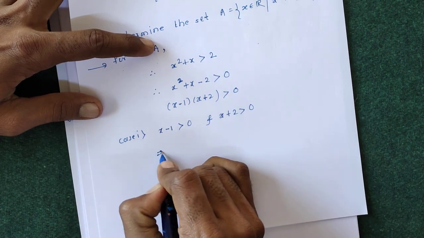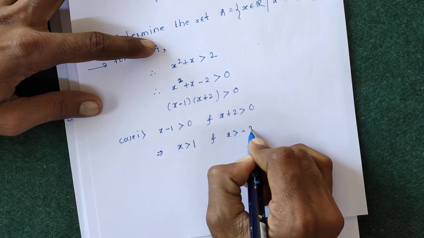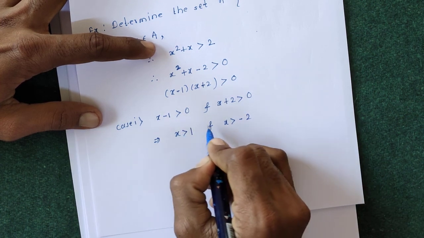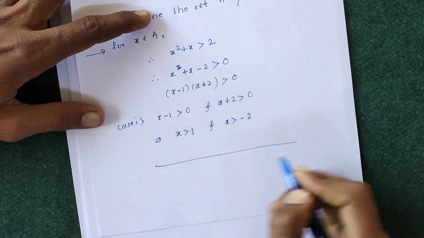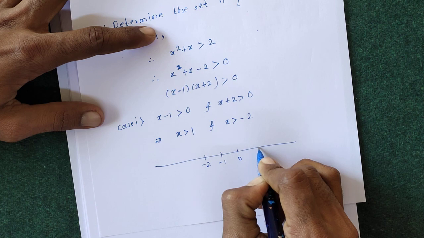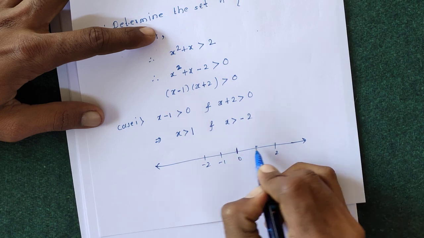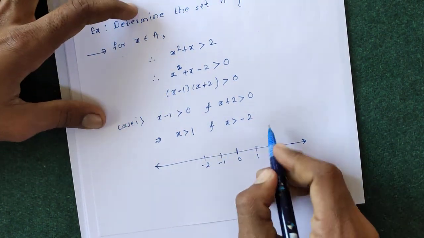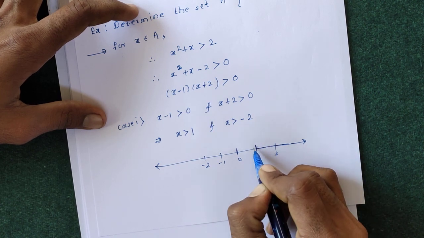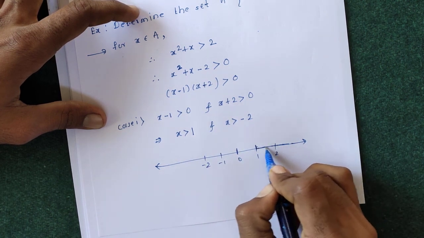So x minus 1 greater than 0 implies x is greater than 1, adding 1 on both sides, and x plus 2 greater than 0 implies x is greater than minus 2. So x greater than 1 and x greater than minus 2. Suppose this is the real line, this is minus 2, then minus 1, then 0, then 1, 2, this is the whole real line. We know that the numbers which are greater are the numbers on the right hand side. x greater than 1: the numbers greater than 1 are on this right hand side. 1.5 is greater than 1, then 2 is greater than 1, 3 is greater than 1. So x greater than 1 are the numbers on this side.